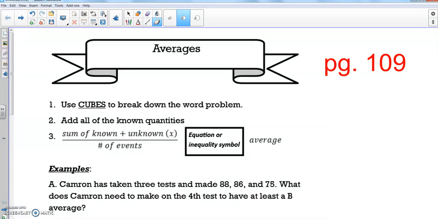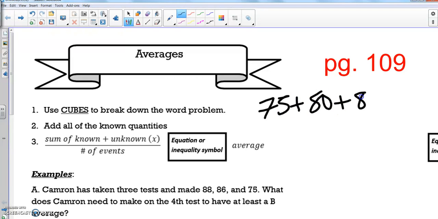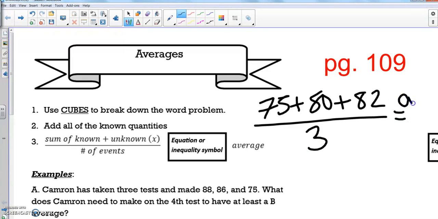All right, so to do these, we've got to remember a couple of things. Remember, we're always using our cubes to break things down. And we're going to add all of the things that we know, all the things they give us. All right, so you guys know how to take an average. If you want to average your tests, you'd put in, okay, I'm at a 75 plus an 80 plus an 82. If you took 3 tests, you'd add them all together, divide them by 3, and that would give you your average. So that's kind of what this formula on number 3 says.